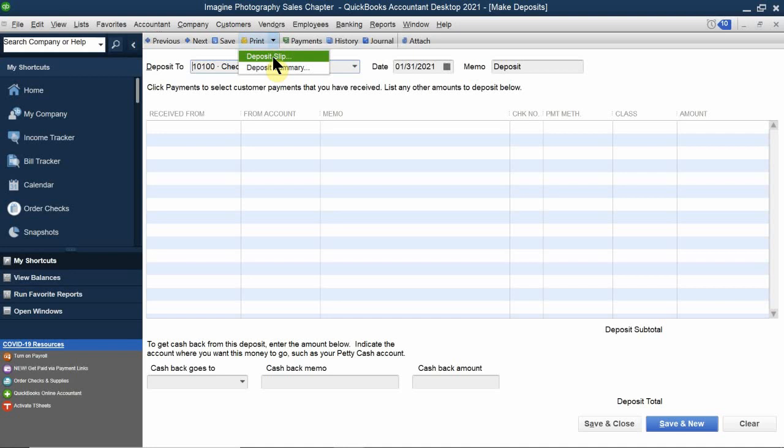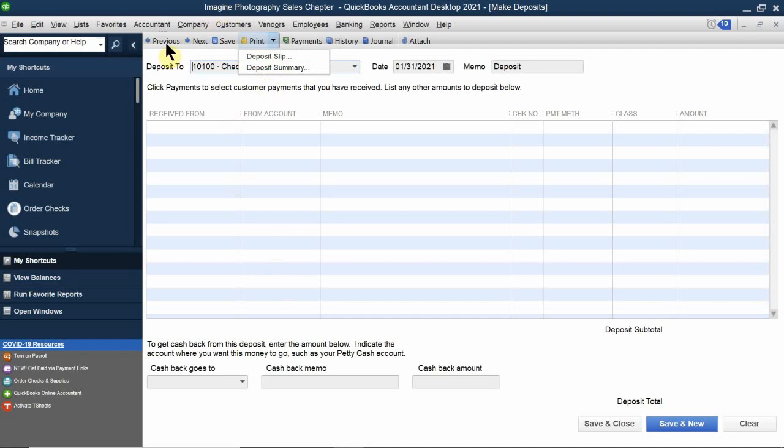So in this case, printing out a deposit slip is not necessary because the bank that you go to should already do that for you. But I do want to show you to make sure that you know exactly how to do it. So again, any bank deposits that you do make and you want to print them out, you can do it this way. Just go to the make deposits window, and you can print it out.